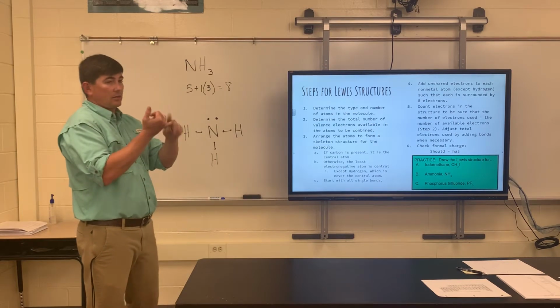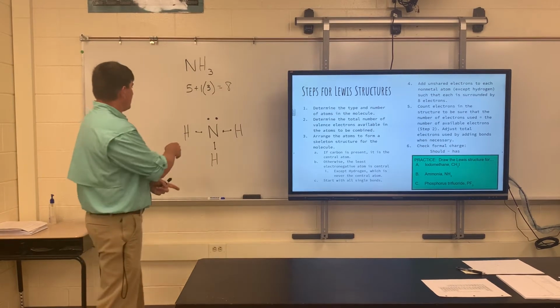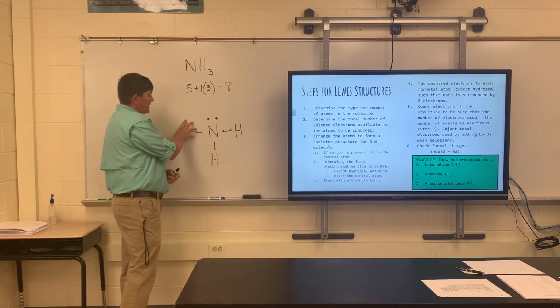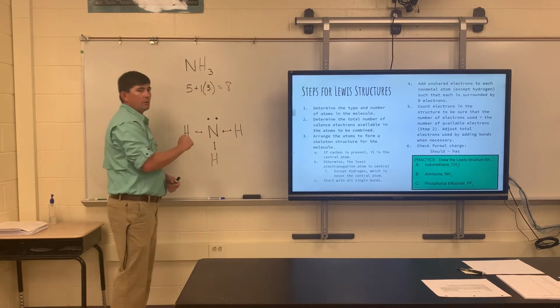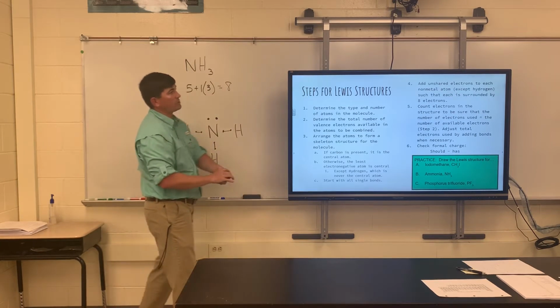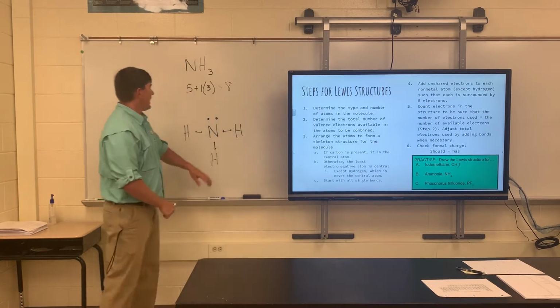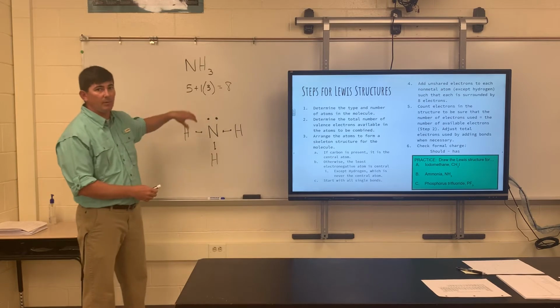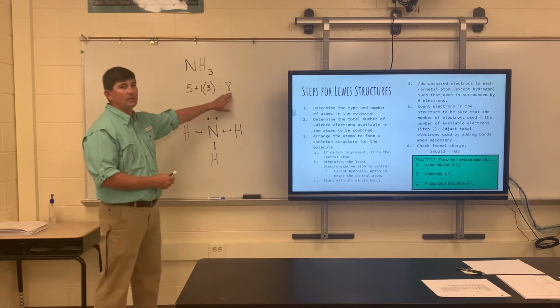So everybody's happy. The hydrogens are each happy because they got the 2 they want. This nitrogen's happy because he has the 8 that he wants. That's what we took care of in step 4, right? And the whole system is happy because we used the correct number of electrons, okay?